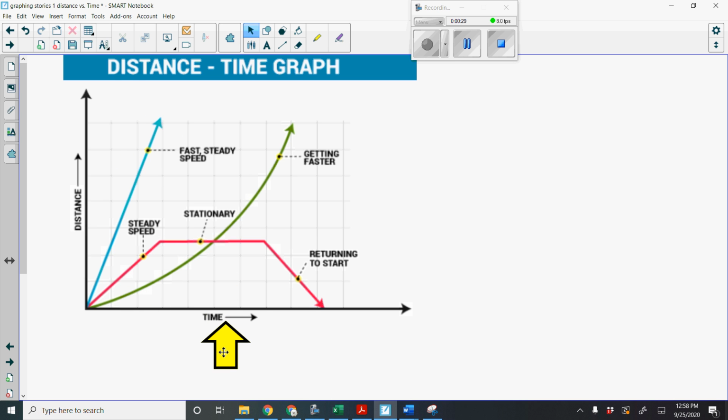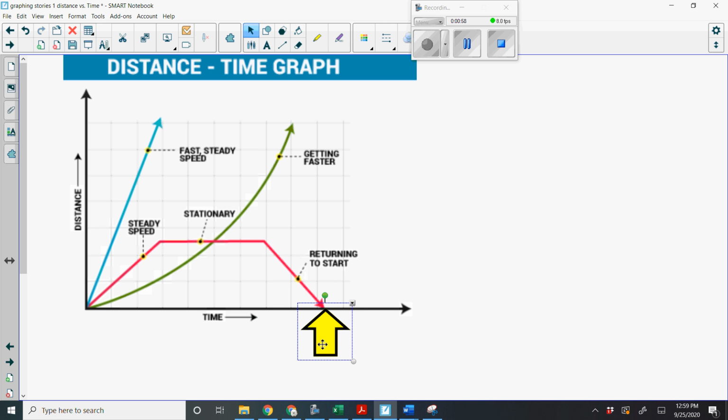Okay, so if you look, this is a good resource. It tells you the different explanations of each type of line. Okay, here's the horizontal line. Stationary means staying still. And one of the other misconceptions is that a line going up and down does not indicate height. So it's not as if we're traveling up a hill or down a hill. We could be, but we are talking about the distance traveled.